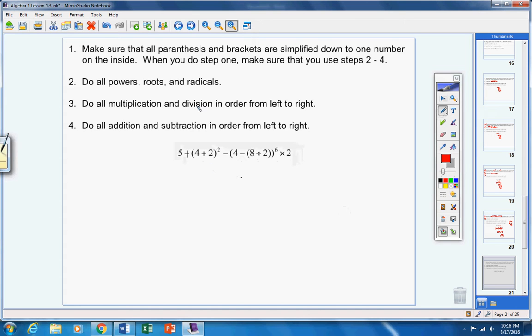Okay, make sure your parentheses and brackets have one number. Well, I don't see any brackets, I see parentheses. For example, I'm going to bring down my 5, bring down my plus sign. 4 plus 2 is 6. And then bring down my squared.